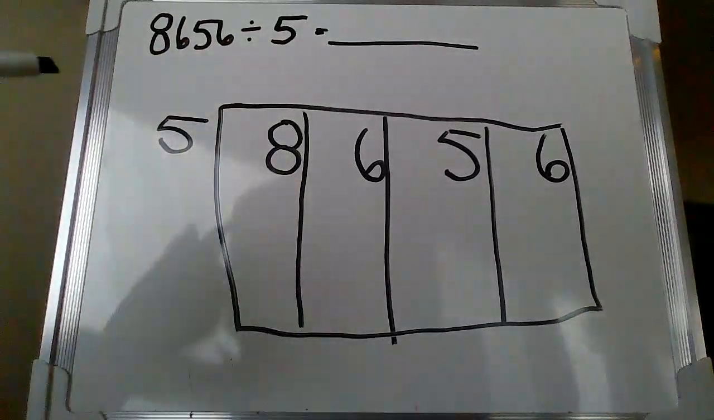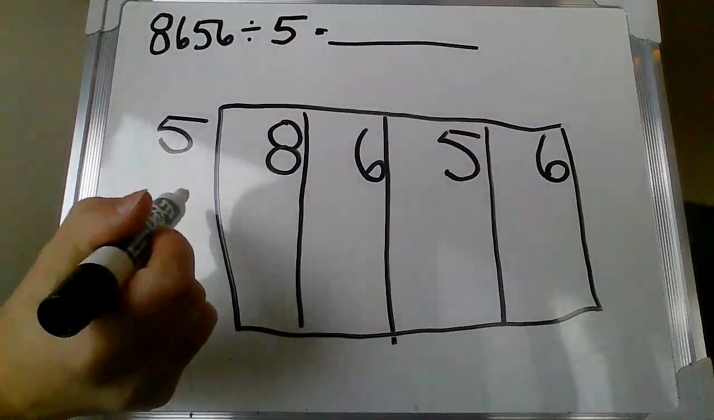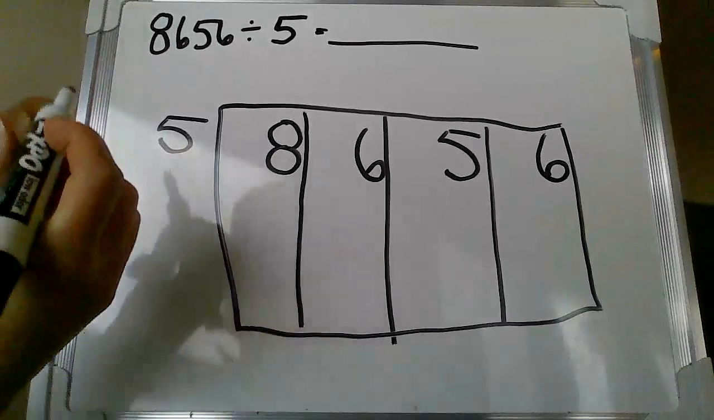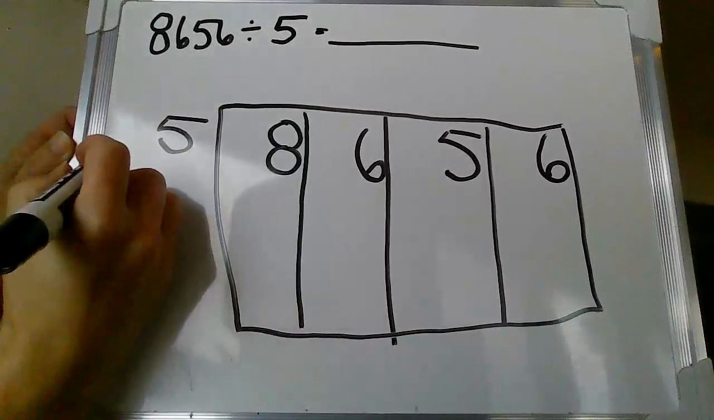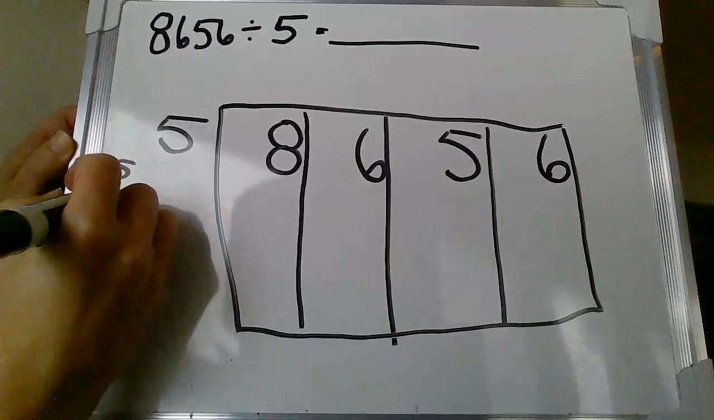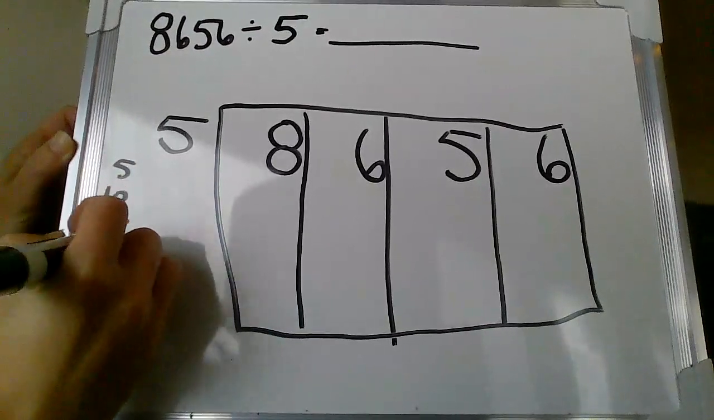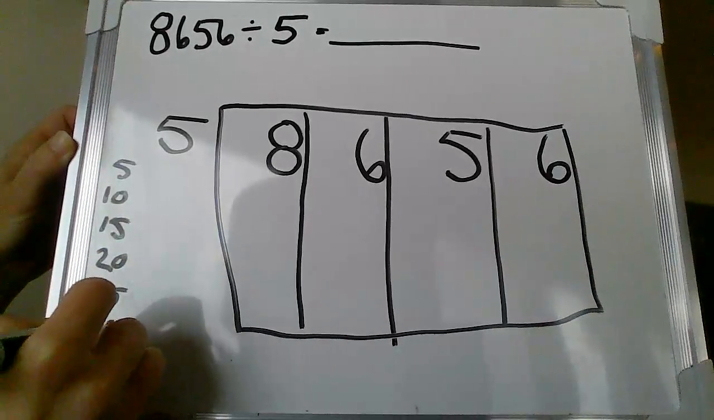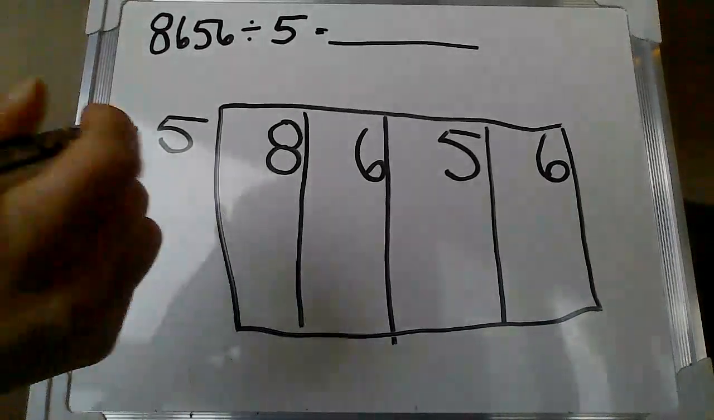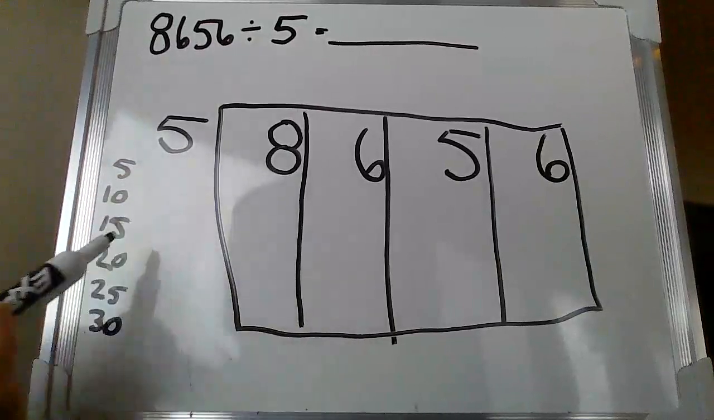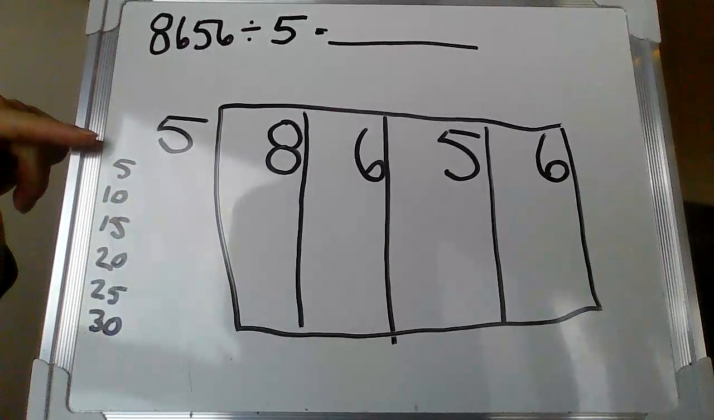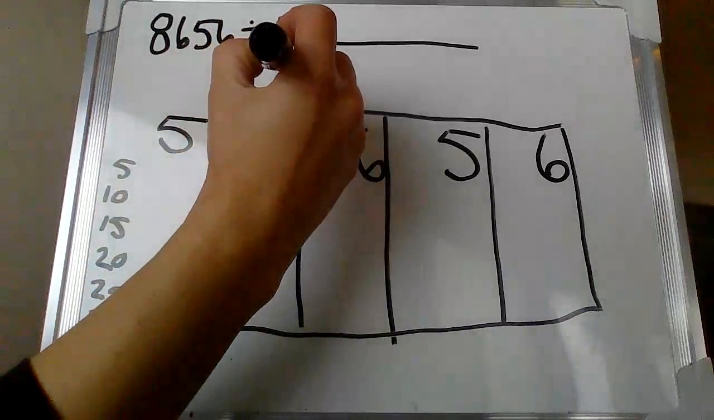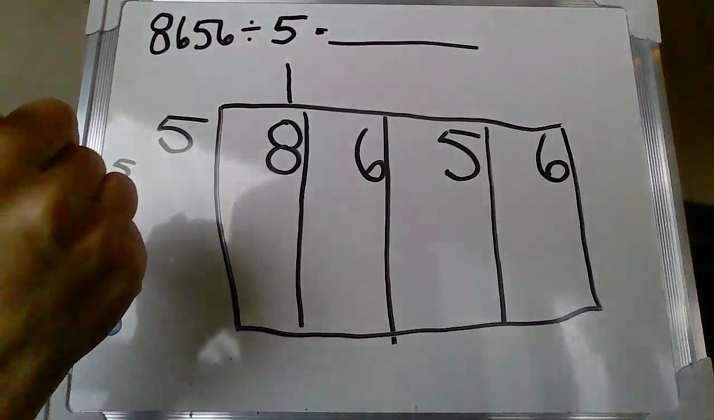Okay, so the first thing I want to look at is this 8. How many groups of 5 can I get out of 8? Well, let's list our multiples of 5 over here. 5, 10, 15, 20, 25, 30. We can stop there for a minute. So we can see right here, 5 and 10 are our closest numbers. 10 is too large, so we're going to have to stick with 5. So we can only get one group of 5 out of 8.